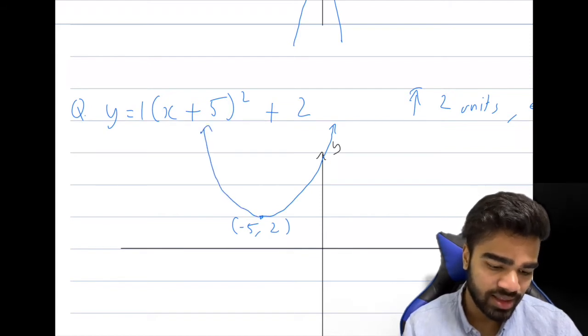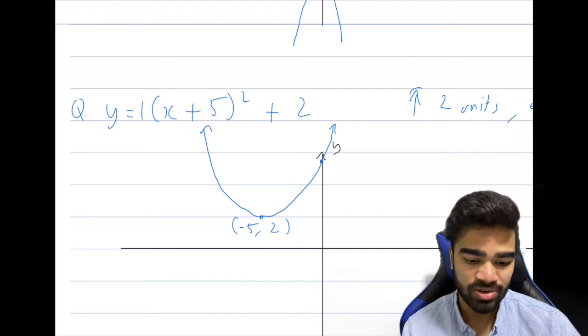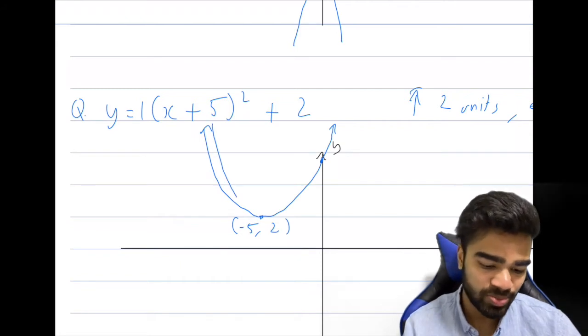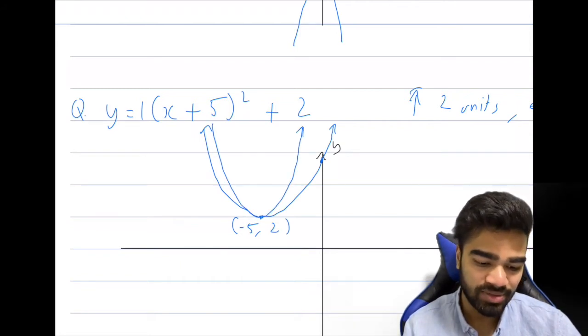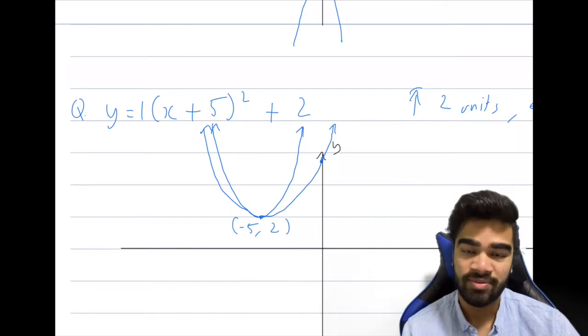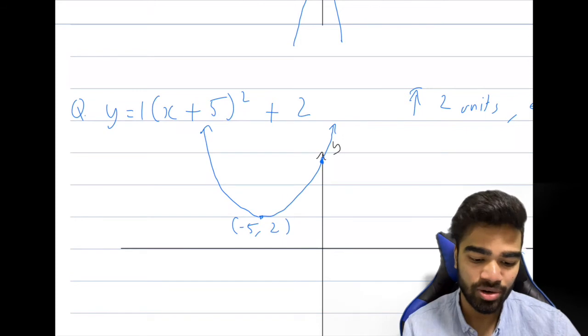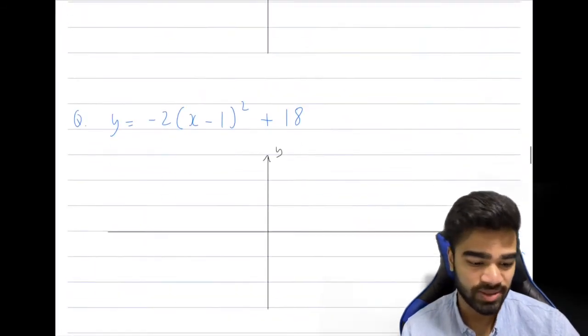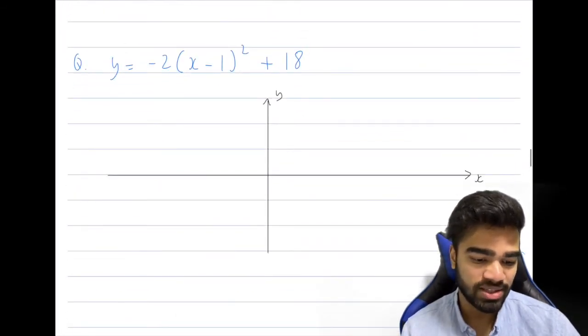The reason I did that is to make sure every parabola always crosses the y-axis. If you drew this parabola like this, where it doesn't even touch the y-axis, you'd be wrong, because every parabola will definitely have a y-intercept. So you make sure every parabola that you draw goes to the y-axis. Okay, let's keep going. What about this graph?